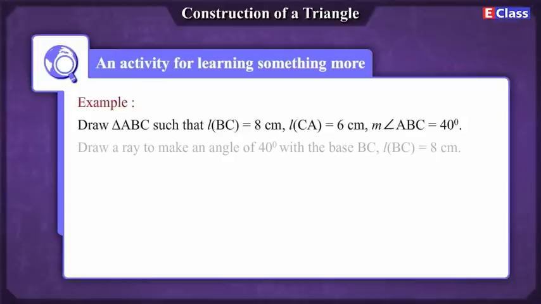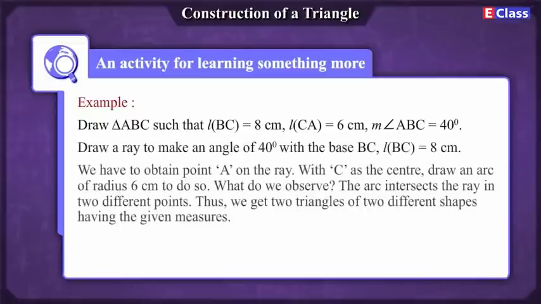Draw a ray to make an angle of 40 degrees with the base BC, where length of BC is equal to 8 centimeters. We have to obtain point A on the ray. With C as the center, draw an arc of radius 6 centimeters to do so. What do we observe? The arc intersects the ray in 2 different points. Thus, we get 2 triangles of 2 different shapes having the given measures.